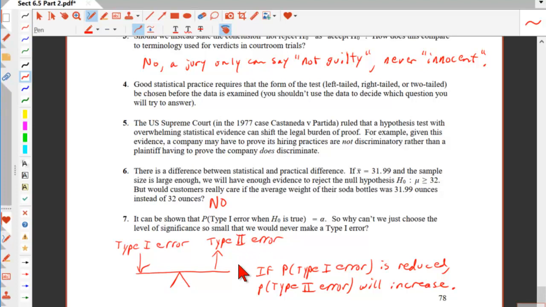It has to do with the level of evidence that you say you need before you'll make a decision. And we'll stop there.